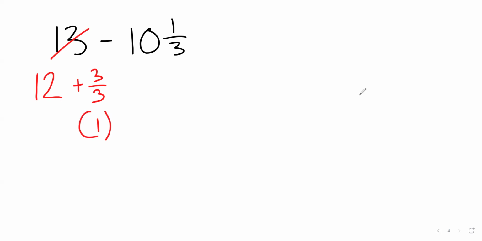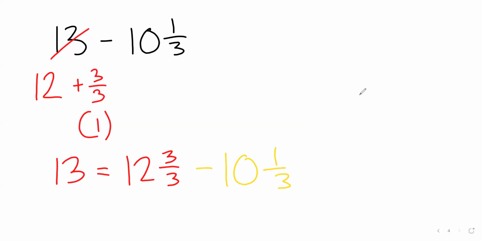So I can actually rewrite this as a mixed number. 13 can be rewritten as a mixed number of 12 and 3/3. And then once I've done that, we're going to say minus 1/3.